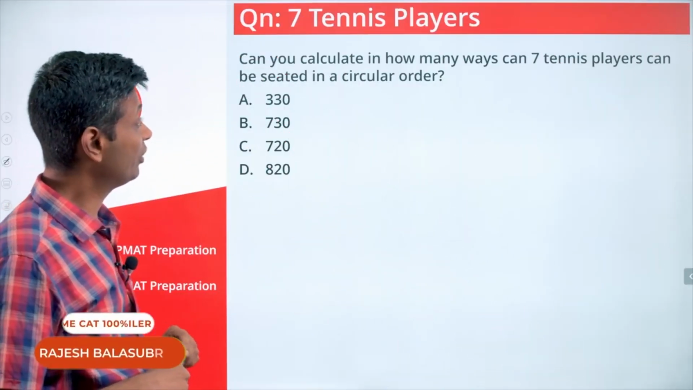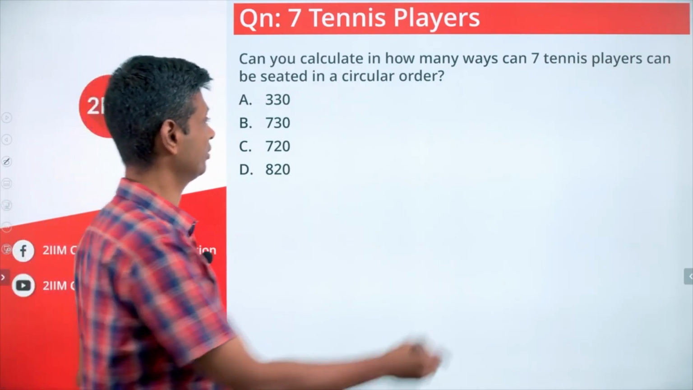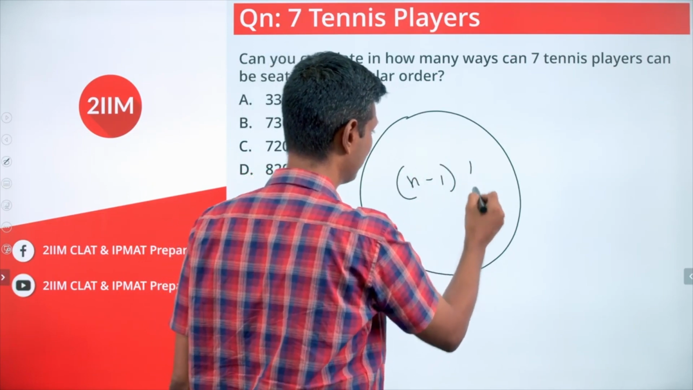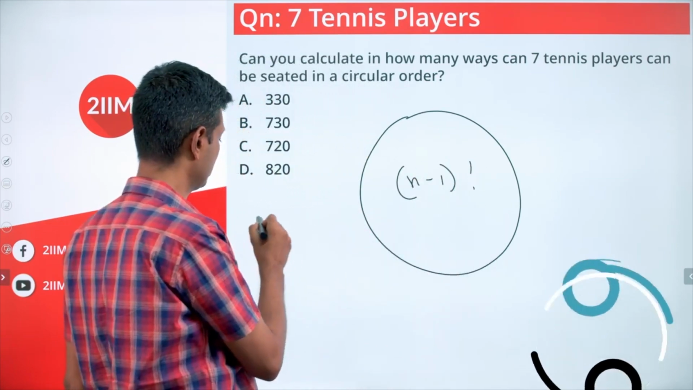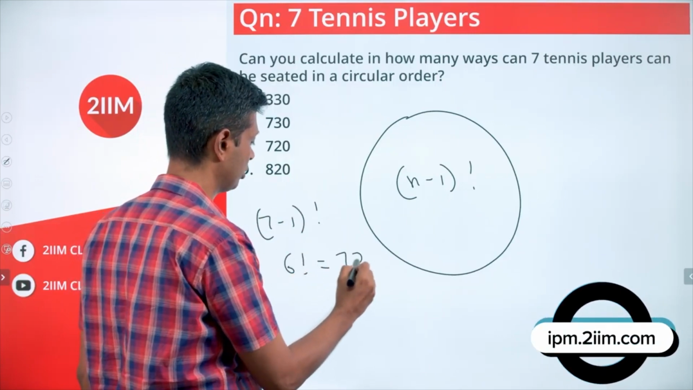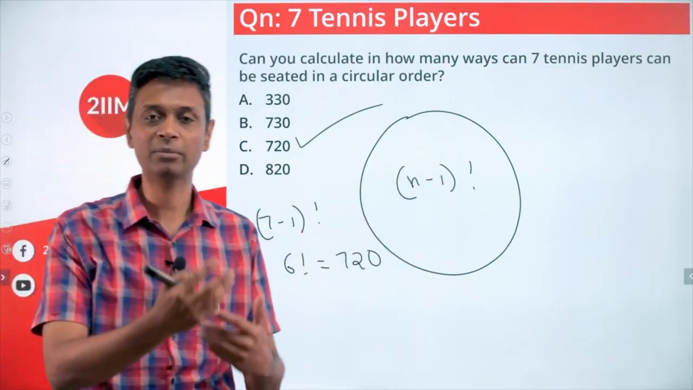Can you calculate in how many ways 7 tennis players can be seated in a circular order? 7 in a circular order. N people around a circle. Number of ways of doing this is n minus 1 factorial. 7 tennis players, 7 minus 1 factorial, 6 factorial, which is 720. Sitter, you should be nailing this. Just plugging in the formula, n minus 1 factorial.